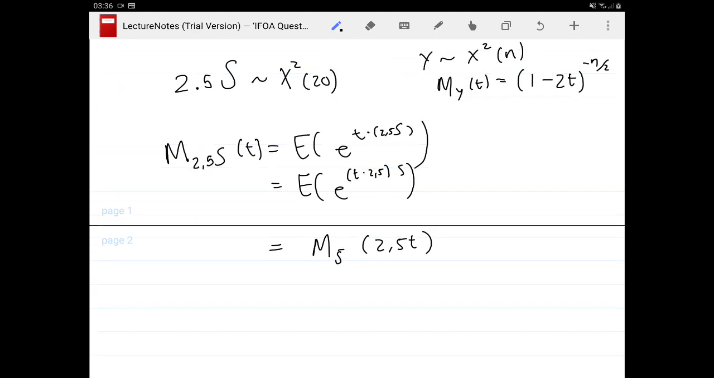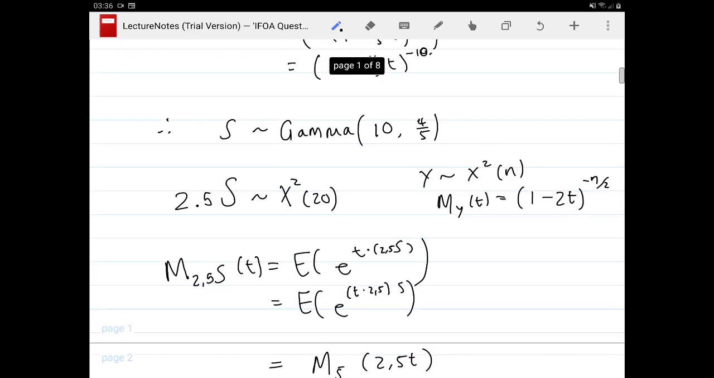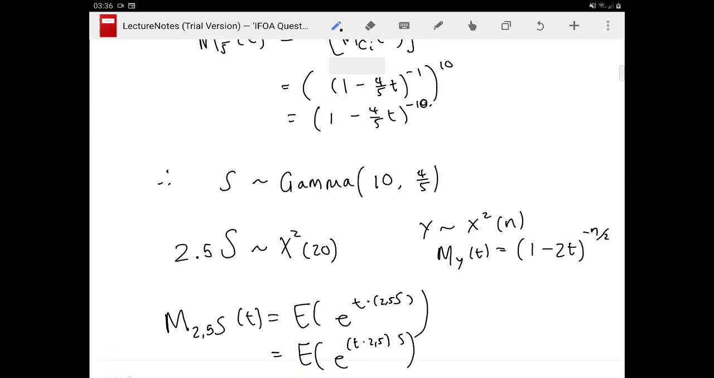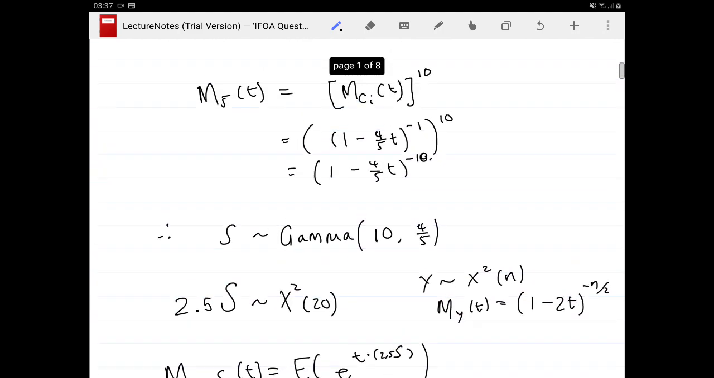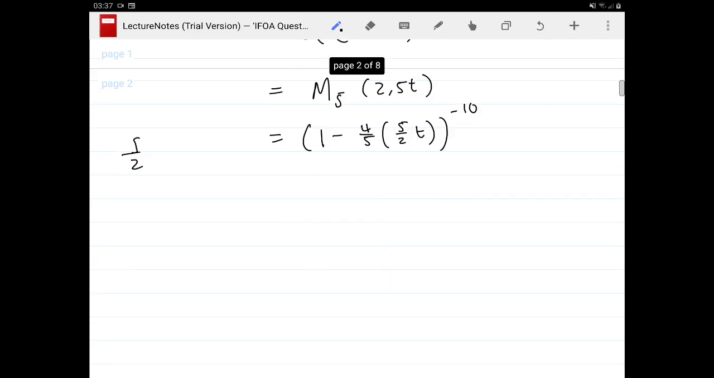So now we just need to know what the MGF of S is, but we've already worked that out. So it's 1 minus 4 over 5t. So that's going to be 1 minus 4 over 5, and now instead of t, we're putting 2.5t. And if you don't know, 2.5t is 5 over 2t. And then to the power of 10, right? That's what our MGF of S is equal to.